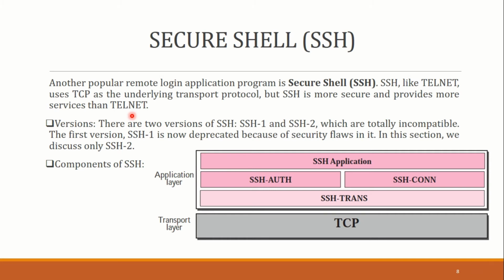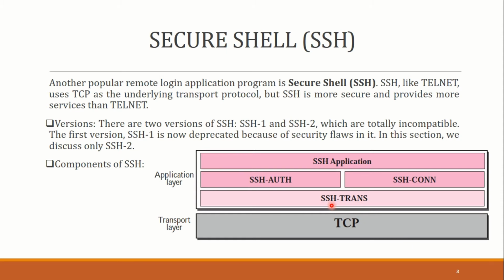How? Let's see. First of all, there are two versions of SSH, SSH1 and SSH2, which are totally incompatible with each other. The first version, SSH1, is now deprecated or discarded, not in use because of security flaws in it. In this section, we discuss only SSH2. Now here you can see the diagram over here. The transport layer of TCP is over here. Above that you have the application layer, and in that application layer, just above the transport layer, you have SSH-TRANS. What are its functions?